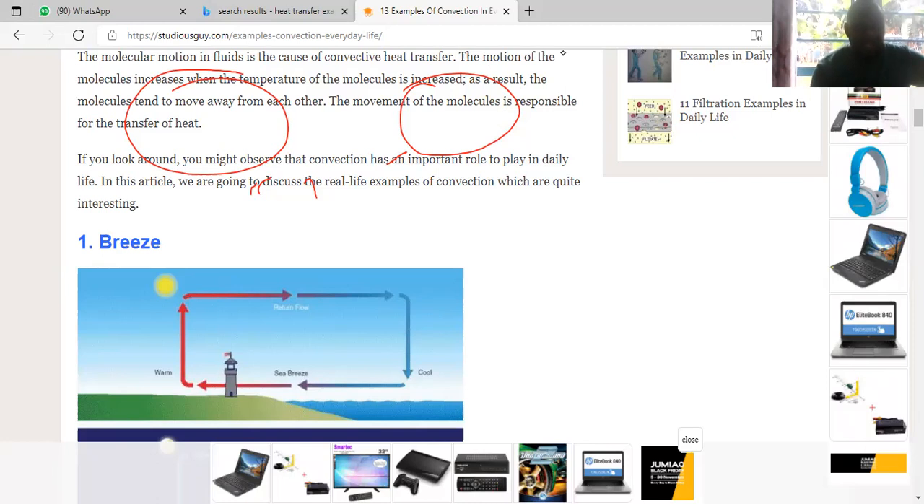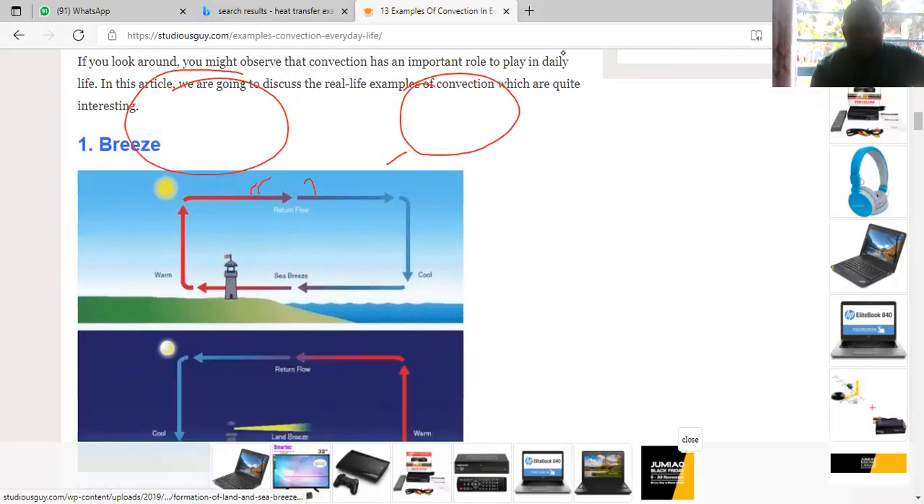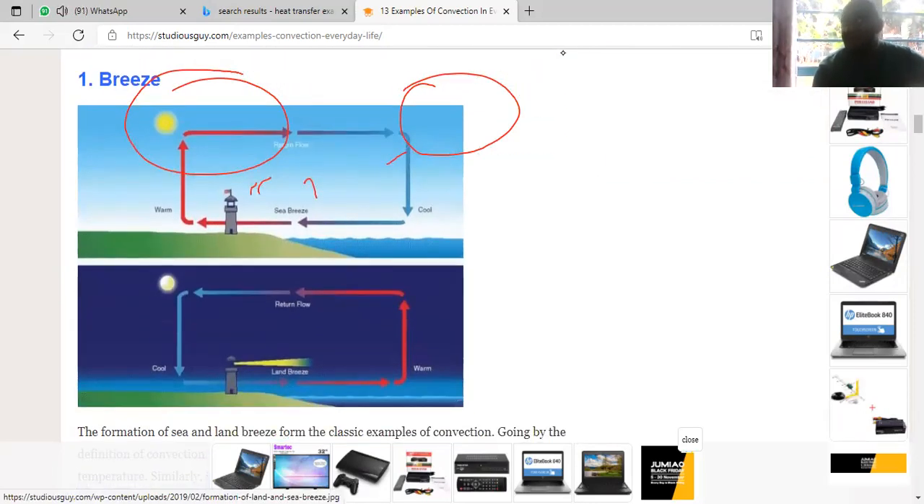You can see here they're telling us, if you look around, you might observe that convection has an important role to play in our daily lives. For example, we are going to discuss real life examples of convection, which are quite interesting. Convection has examples like the breezes, sea breeze and land breezes. For example, cool air can run from the sea and come to the land, which has been warmed up by the sun. Then when this air comes to the land, it is going to be warmed up.